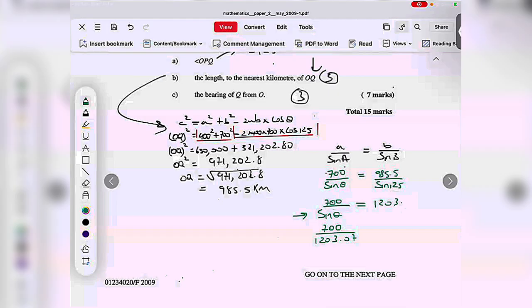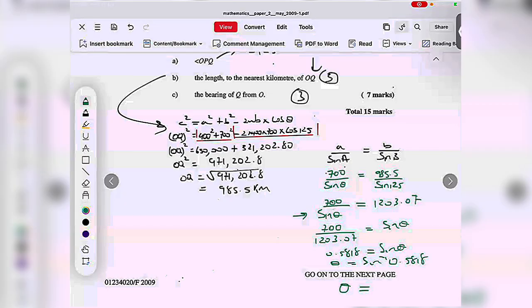Yes, in a way. Okay. So that's equal to sine theta. All right, divide up, please. What is 700? 0.5818 equals sine theta. So theta I got equal to sine inverse of that. 0.5818. So the angle theta is equal to how much?